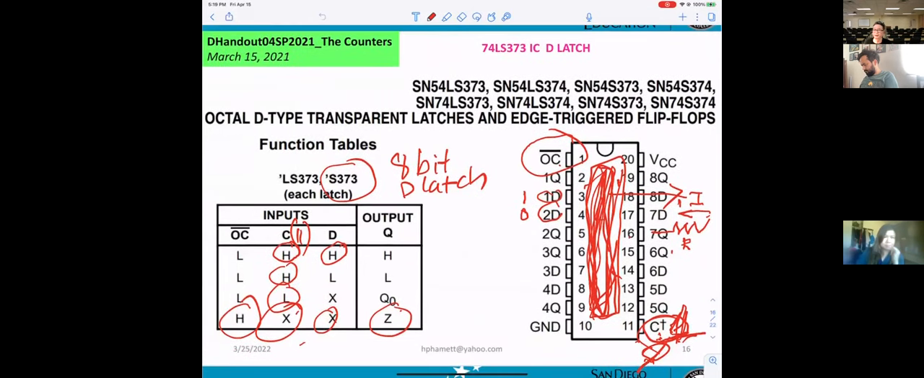Okay, last time we already talked about the counter. The only thing I want to make sure is that you understand there are two different counters. We're not talking about the design, the counter. We're talking about the binary counter and the BCD counter.